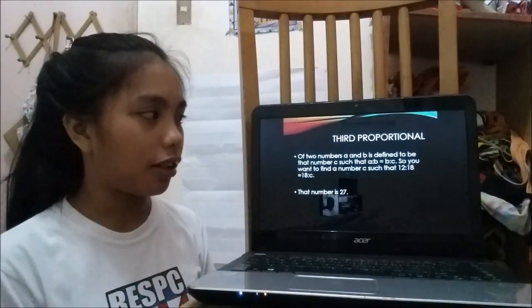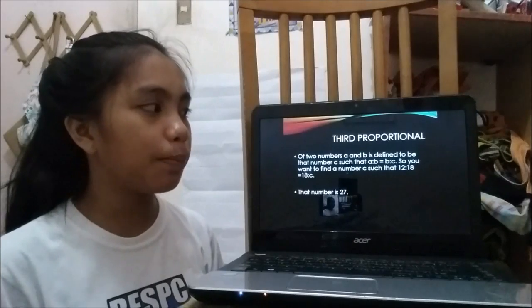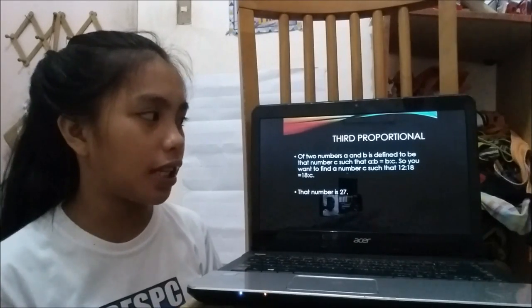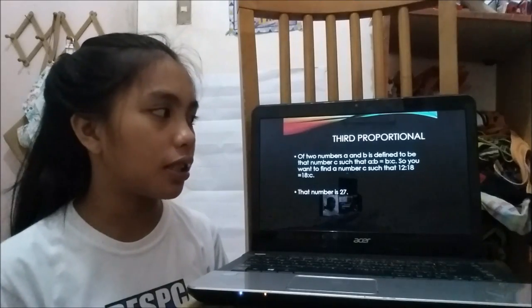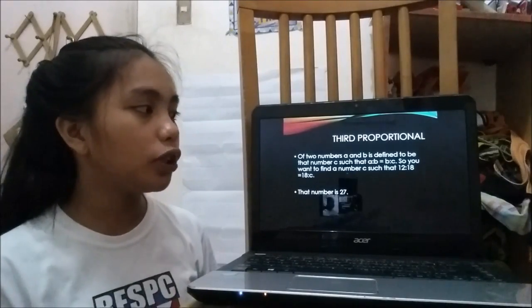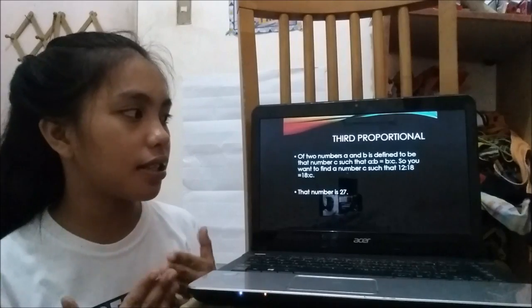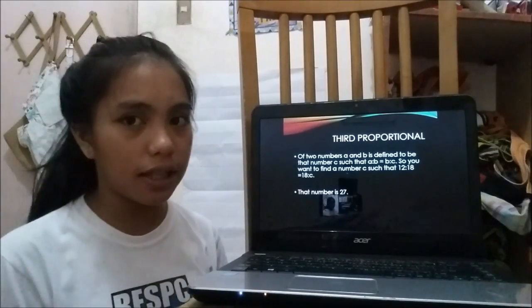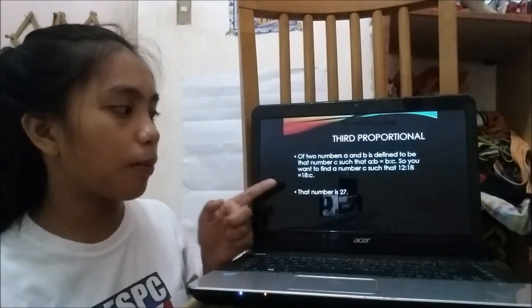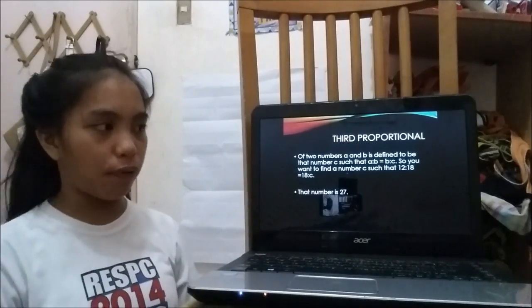Third proportional of two numbers A and B is defined to be that number C such that A is to B is equal to B is to C. So you want to find a number C such that 12 is to 18 is equal to 18 is to C. That number, the C, is 27.